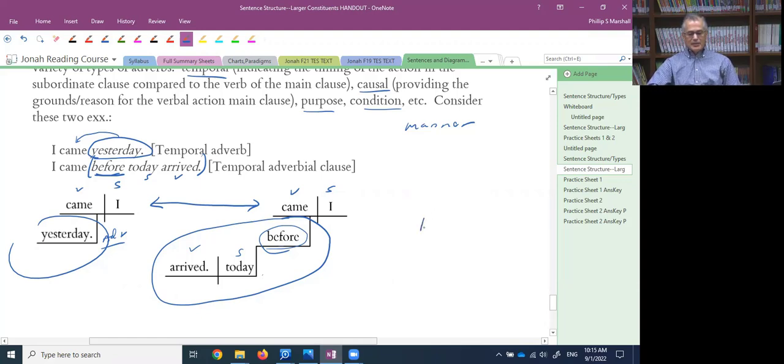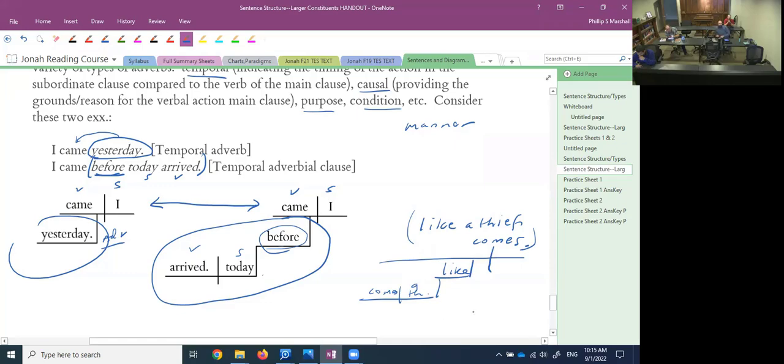I came like a thief comes. So this dependent clause tells you how I came, the manner in which I came. And so underneath the verb, I'd have like a thief comes. Right.